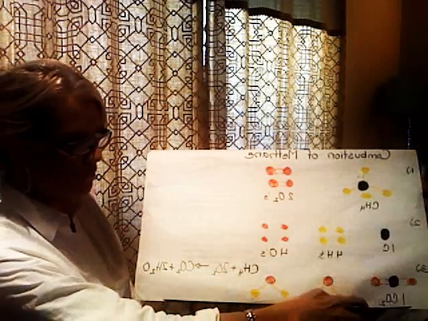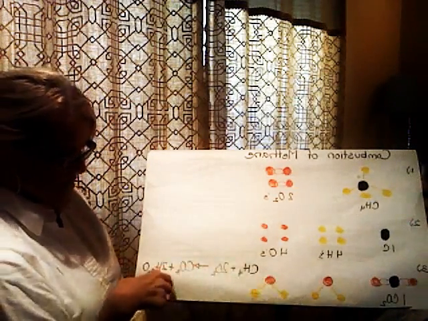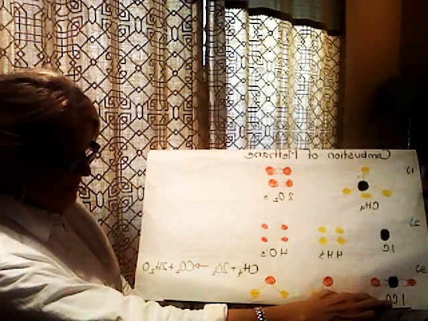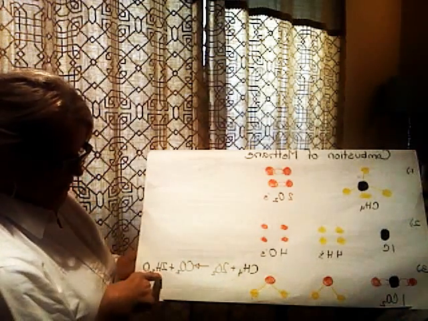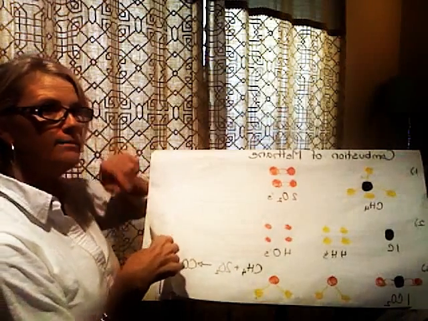We have CH4 plus 2 oxygens equals, and here's our 1 CO2 and 2 water molecules. Okay, we're going to move on.